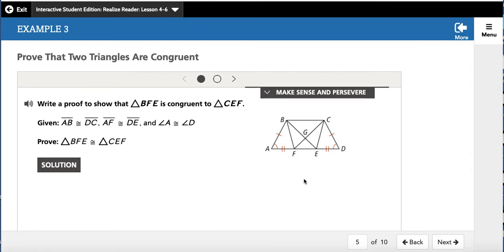Number one, I can see there's an overlap. Segment FE is congruent to segment FE because it's the same segment. What else do we have out of that side? Do we have that side? We could, because triangle BAF and triangle CDE are congruent to each other because of side angle side.